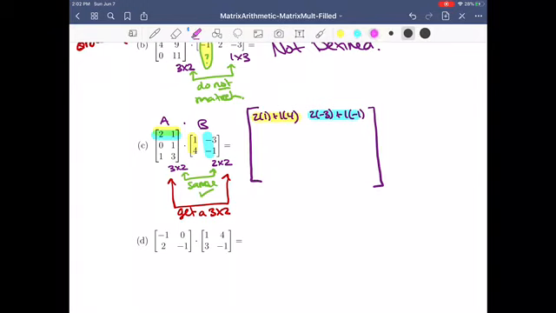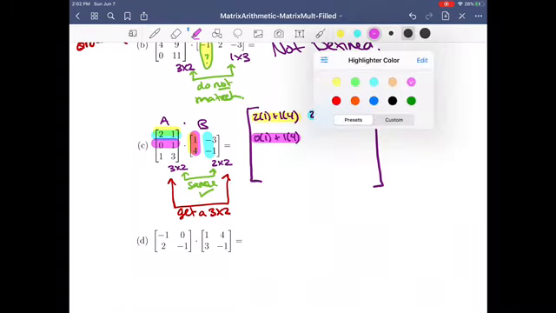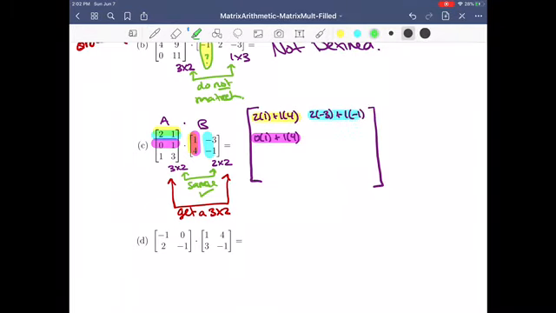Okay, so now I take row 2 and I multiply it by column 1, and that gives me the entry here. So it's going to be 0 times 1 plus 1 times 4. Okay. So now I want to do that row again, but now with column 2 is going to give me this entry here. So it's 0 times negative 3 plus 1 times negative 1.